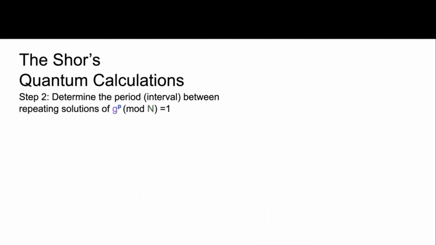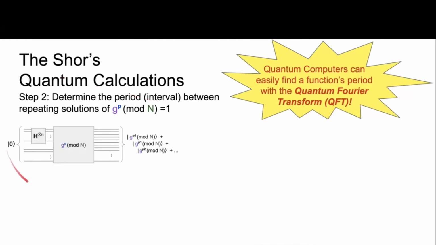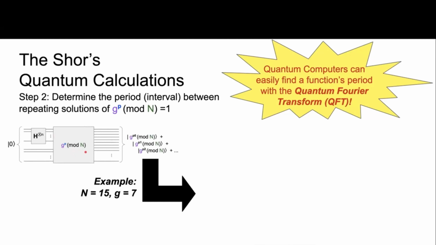Now we need to determine the period or interval between repeated solutions of g to the p mod n equal to 1. Fortunately for us, the quantum Fourier transform, or QFT, can easily find a function's period quickly and efficiently. We're not going to go into depth about the QFT, but I would highly recommend looking at more information about it. The circuit structure is very well known and clearly defined, so it's a building block for many popular quantum algorithms. So here we have our first part of our quantum circuit, our superposition, our calculation of g to the p mod n, and then we use the QFT to help us find the interval at which the answer of 1 reappears.